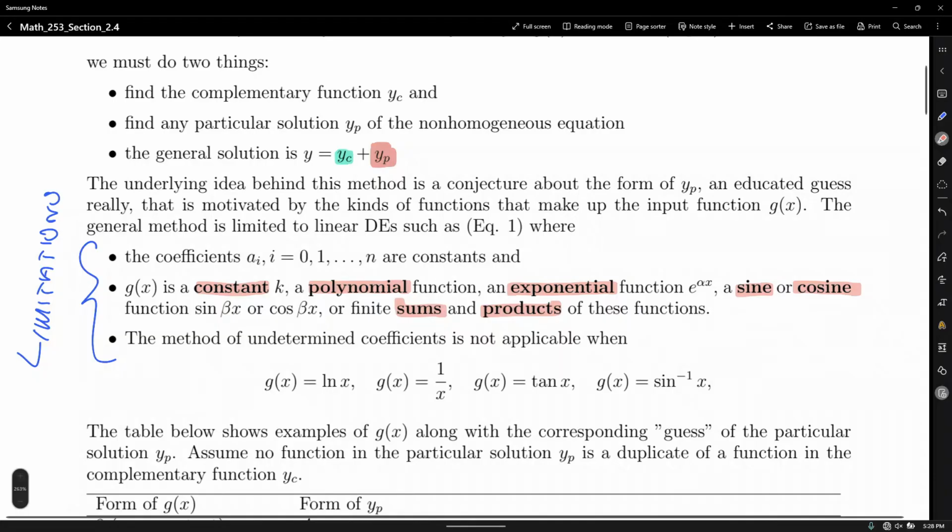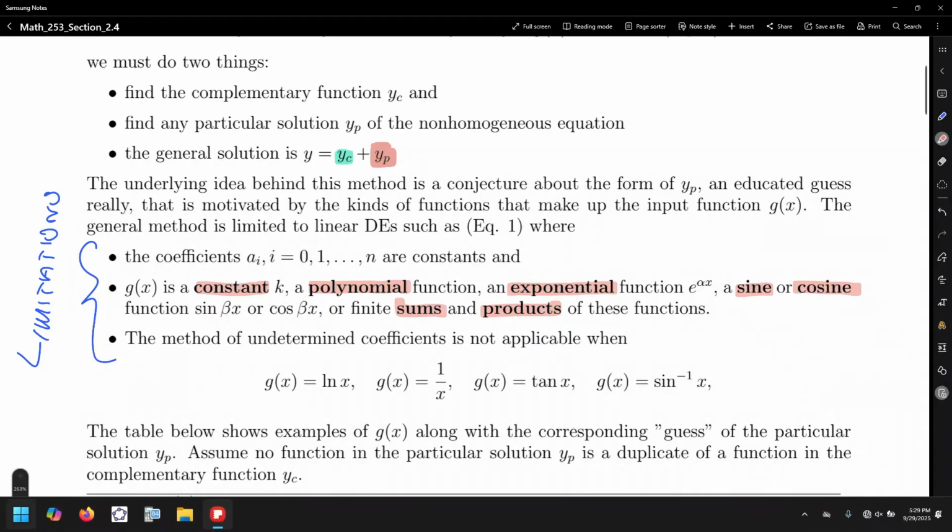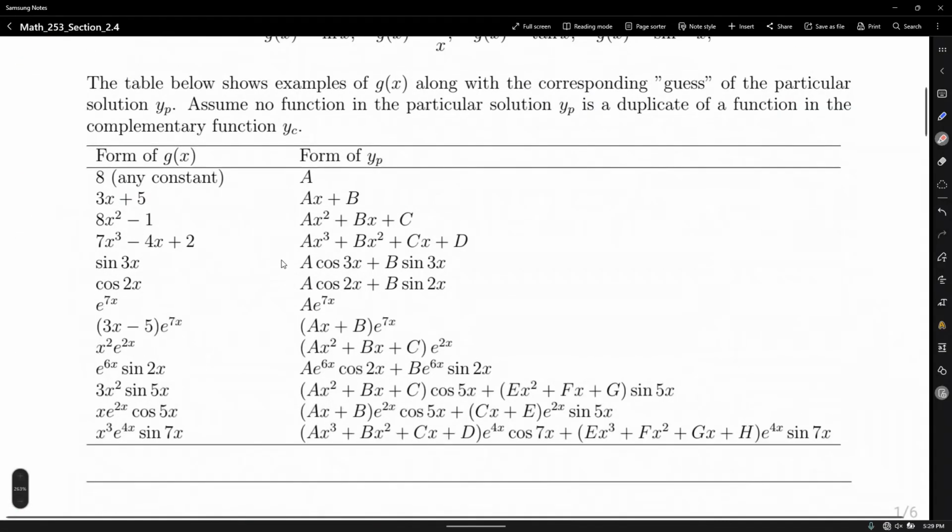So this method doesn't work for logarithmic functions, reciprocal or rational functions, tangent, or arcsines. We're going to look at another method in the next section called variation of parameters to solve equations where the forcing functions are something other than the ones permitted in this method, the undetermined coefficients. So the question here is, how do we guess the form of the forcing function?